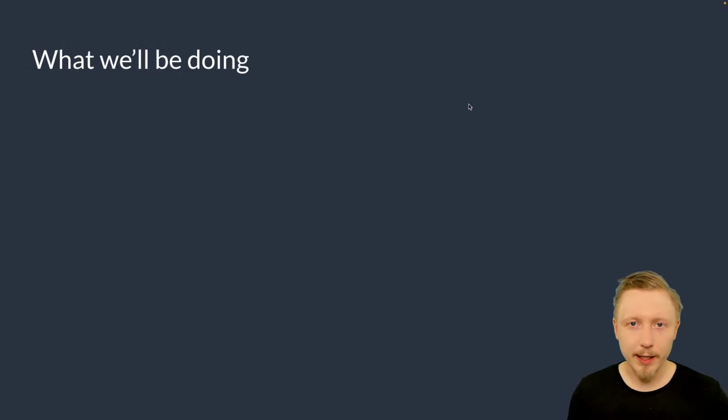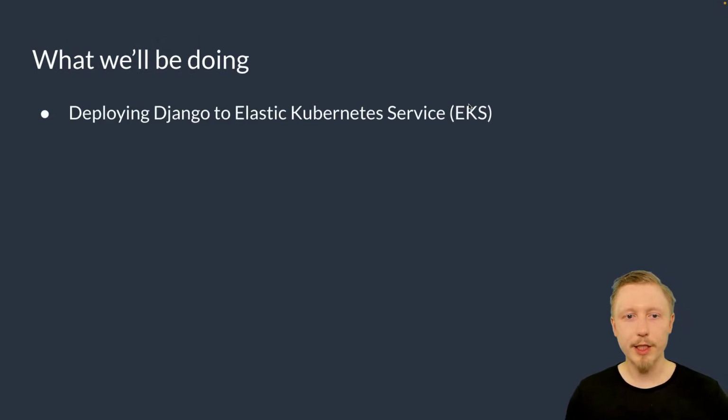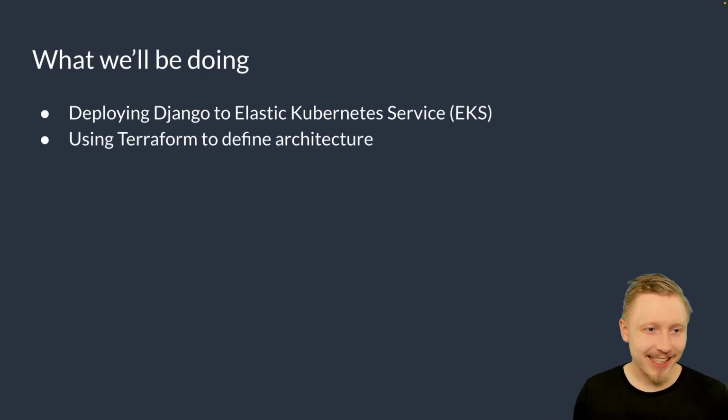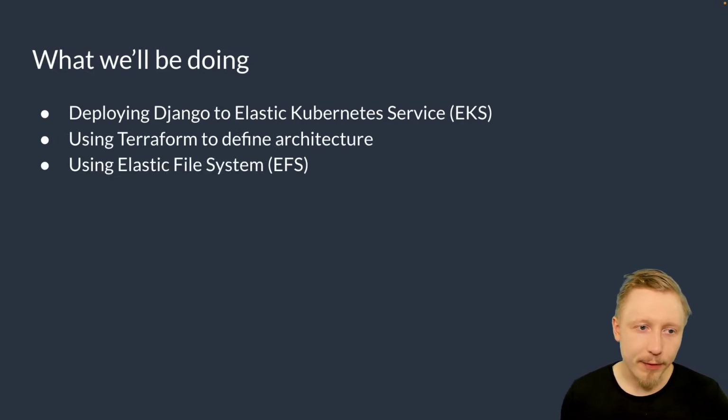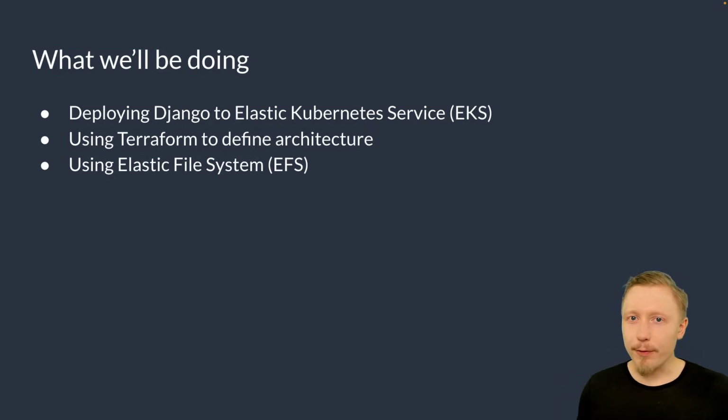Okay, so let's just quickly go over what we'll be doing. So we're going to be deploying Django to Elastic Kubernetes Service, or EKS, and we're going to use Terraform to define the architecture so we can easily create it and destroy it, again, for that cost-saving benefit. And we're going to use Elastic File System to store the static data.